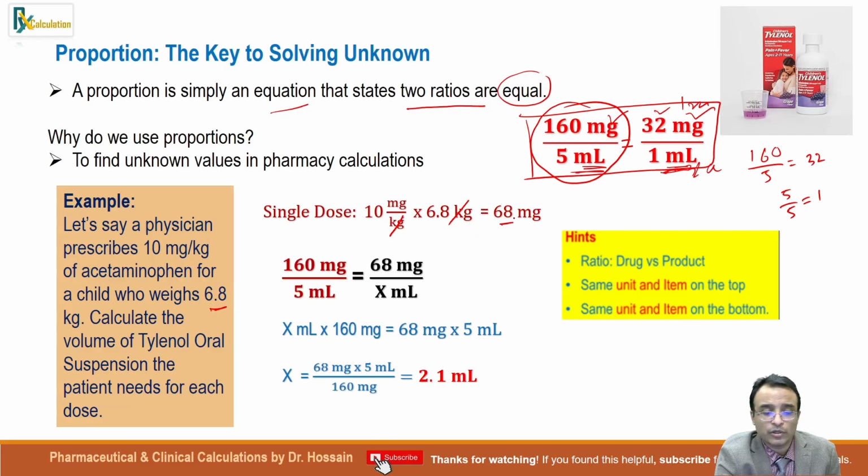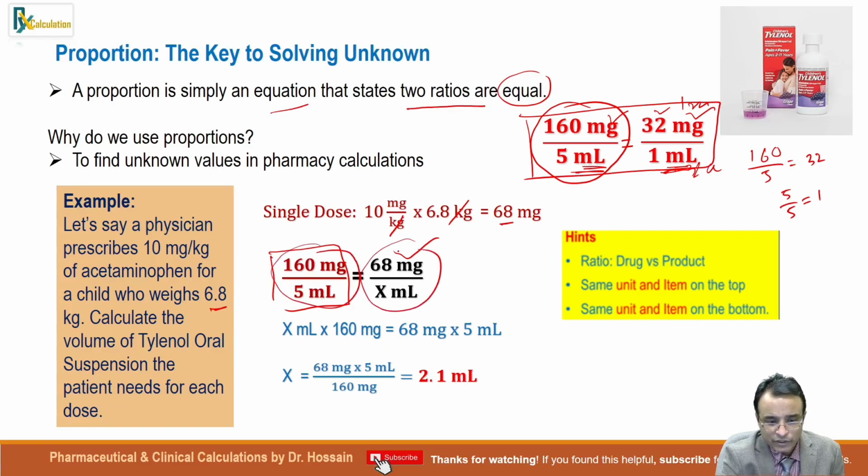This is the amount of drug the patient needs for each single dose. But what is the source for this drug? The suspension dosage form. Now we know the concentration, the strength of this oral suspension, which is 160 milligram over 5 milliliter, and the patient needs 68 milligram. So the first ratio is the concentration, and the second ratio is the dose. We'll calculate the dose in milliliter because the patient will take the suspension dosage form.